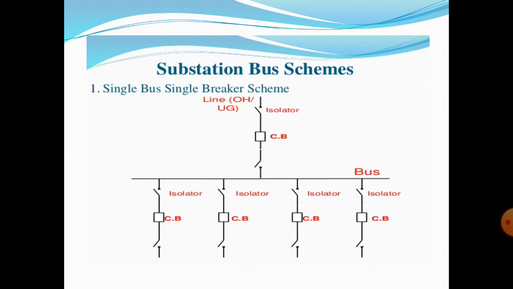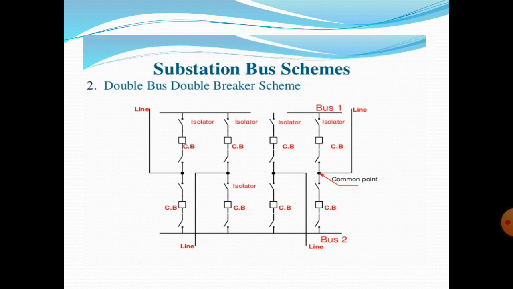Why do we use a circuit breaker? If a fault comes, it protects against the fault current, so as to isolate the faulty part and not disturb the healthy system. And next one is double bus double breaker scheme. That means there will be two buses, bus 1 and bus 2. Two buses are connected, so this scheme is called double bus double breaker scheme.